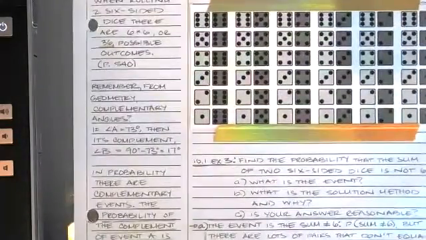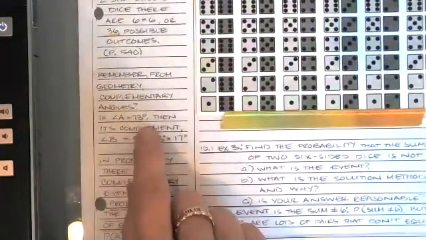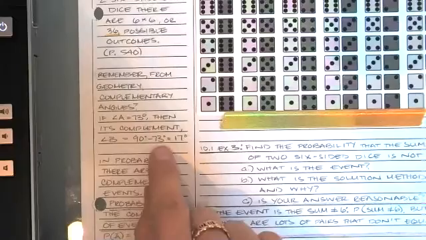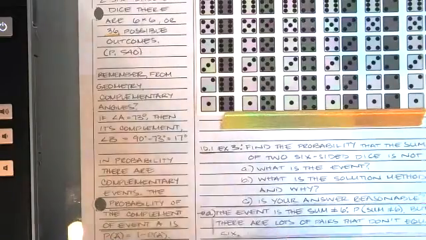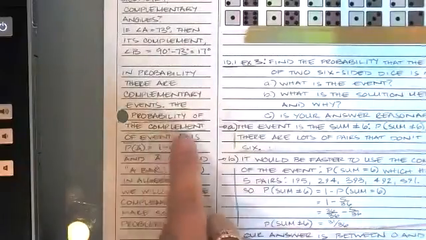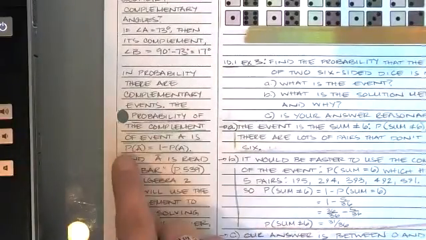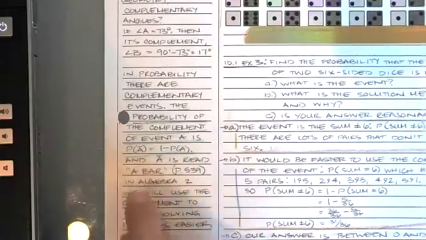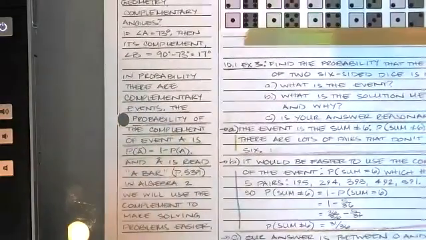So I wanted to remind you that from geometry, there are complementary angles. So if angle A is 73 degrees, then its complement is 90 degrees minus 73 degrees, or 17 degrees. So that same thing happens in probability. The probability of the complement of event A is P of A bar equals 1 minus P of A. And A bar is read A bar.